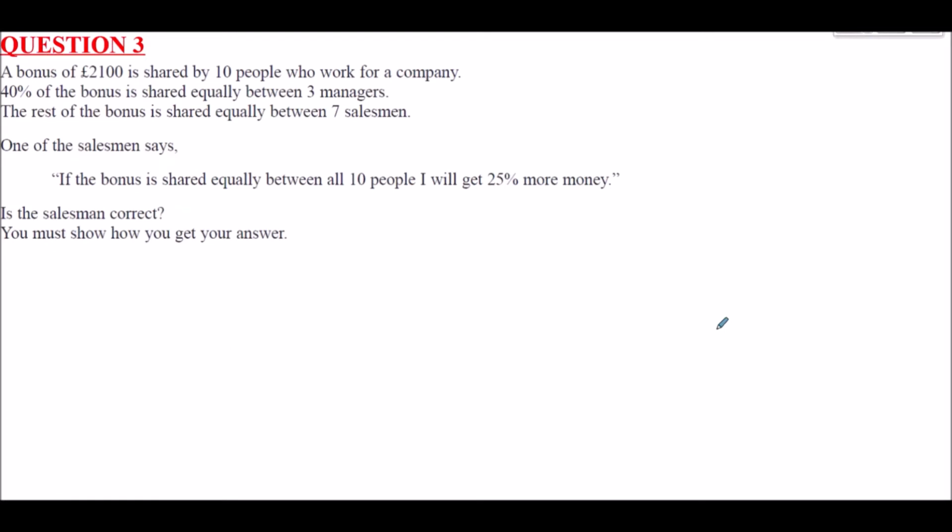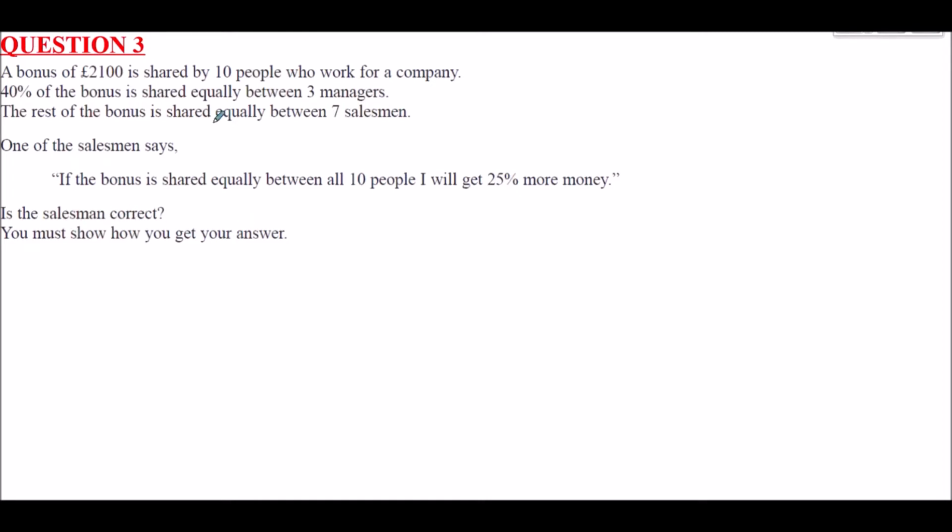Question 3 next. We have a bonus of £2,100 which is being shared by 10 people who work for a company. 40% of the bonus is shared equally between 3 managers. The rest of the bonus is shared equally between 7 salesmen. And one of these salesmen says, if the bonus is shared equally between all 10 people, I would get 25% more money. Is the salesman correct? You must show how you get your answer.